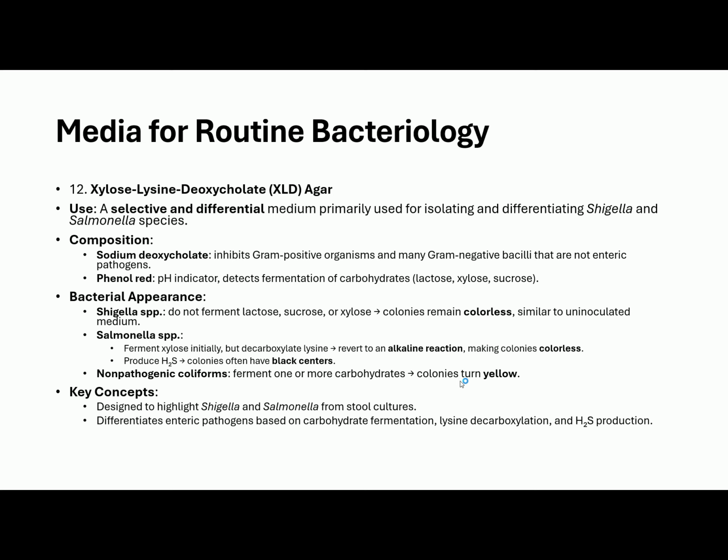Then, non-pathogenic coliforms in XLD would ferment one or more carbohydrates, turning the colonies yellow. Designed to highlight Shigella and Salmonella from stool culture. Differentiates enteric pathogens based on carbohydrate fermentation, lysine decarboxylation, and hydrogen sulfide production.